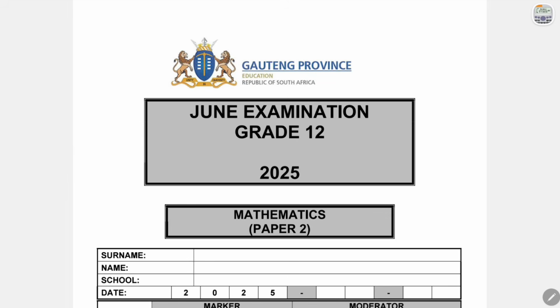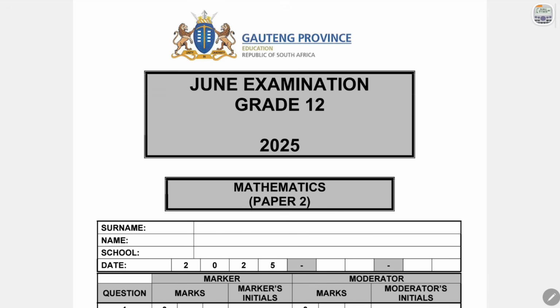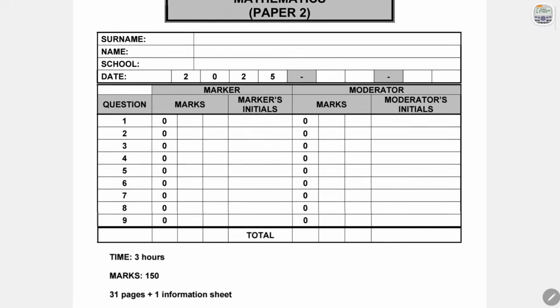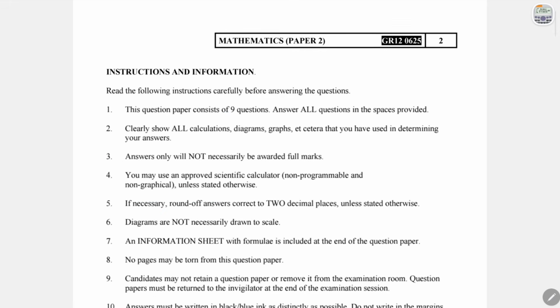In this video, we will be working on the Mathematics Paper 2 for June 2025, and this is specifically from the Gauteng province. Remember that this paper is worth 150 marks and the time allocated is 3 hours.